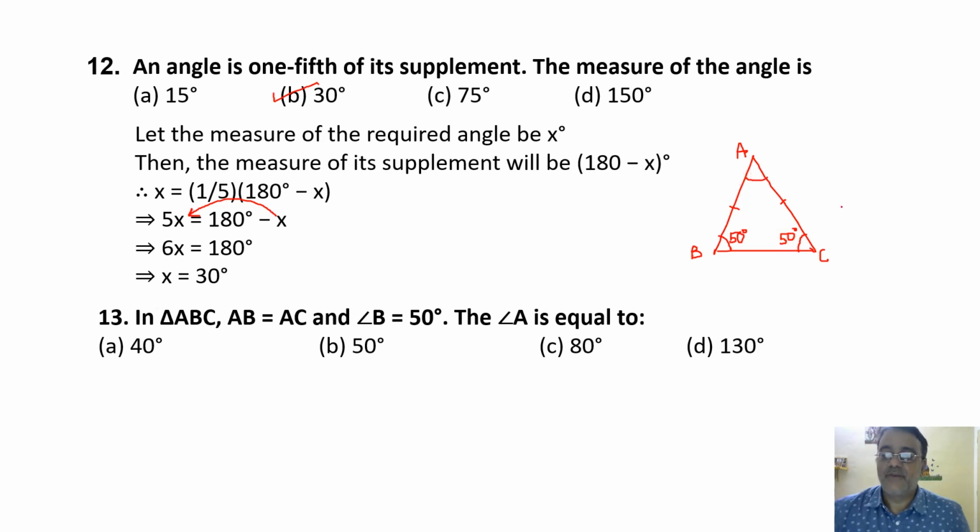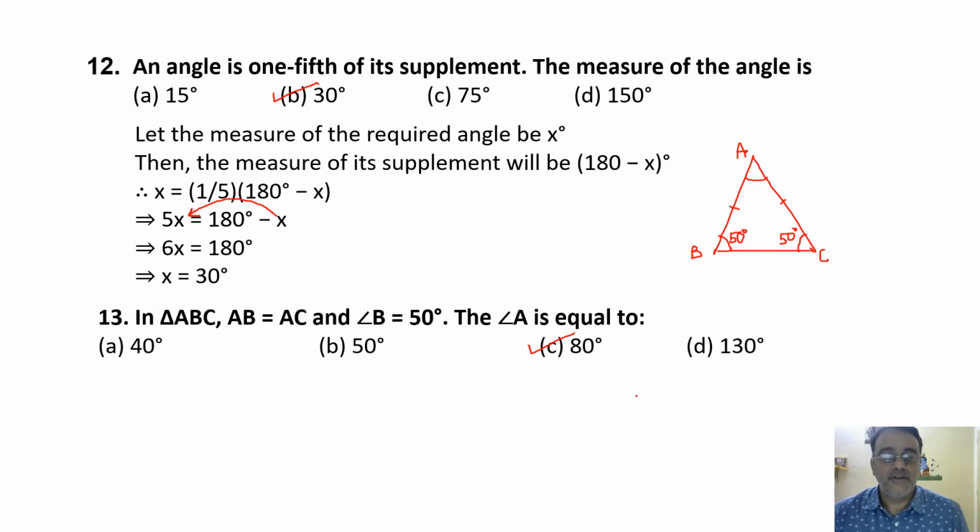80. We will add these two angles, that is 100, and subtract it from 180 degrees by using the angle sum property of a triangle. So we'll get 80 degrees. So the correct option is C. Any doubt in this question?